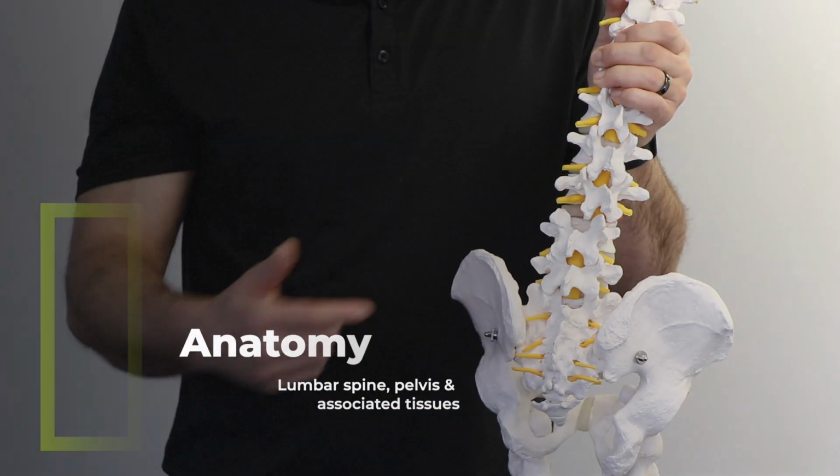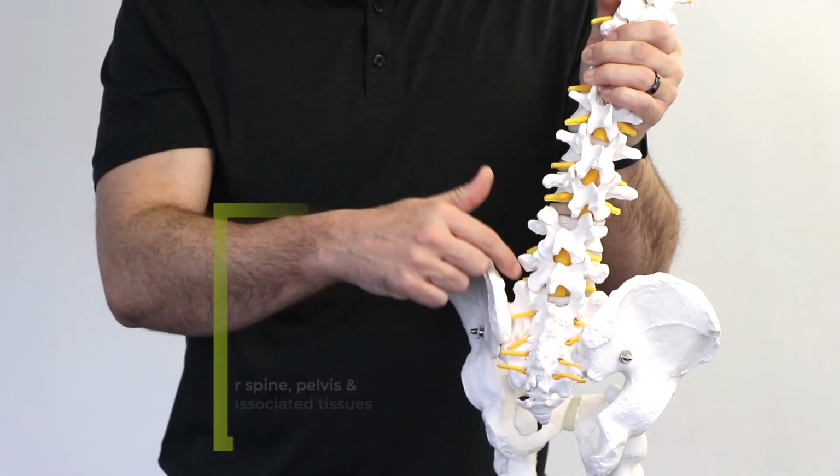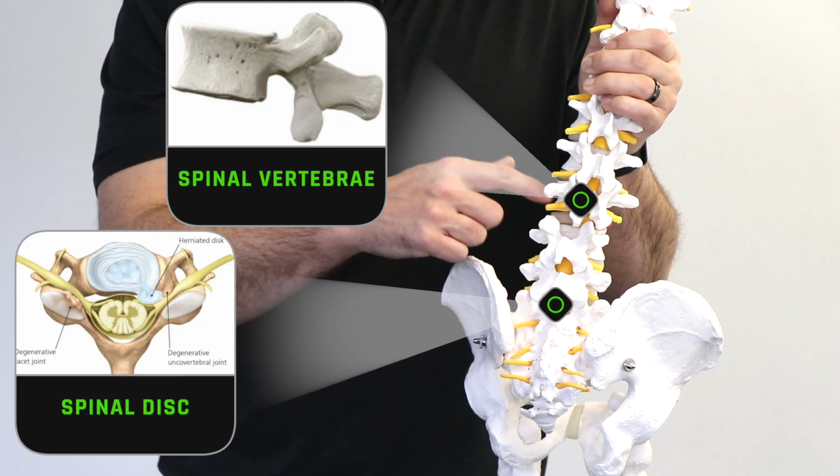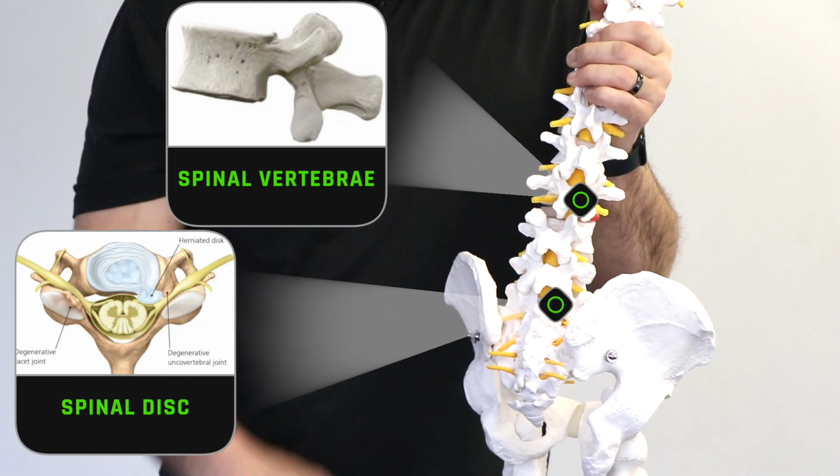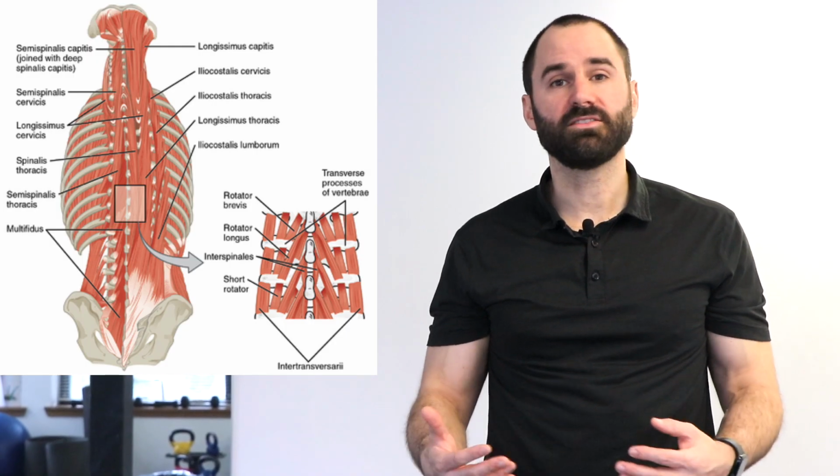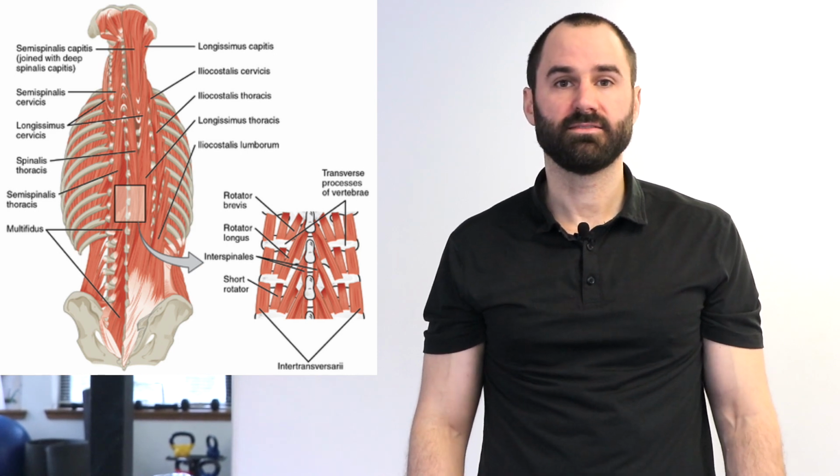So for the anatomy, we're talking about the low back or the lumbar spine, which are these 5 bones, the discs and the ligaments, and then the pelvis, as well as the muscles, ligaments, and tendons. Low back pain is the number 1 cause of disability worldwide, and it's estimated that 39% of adults will experience back pain in any given year.